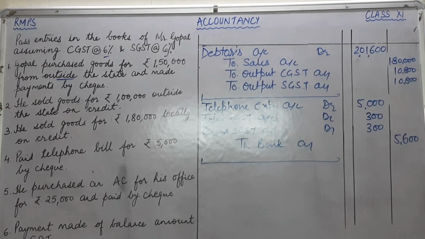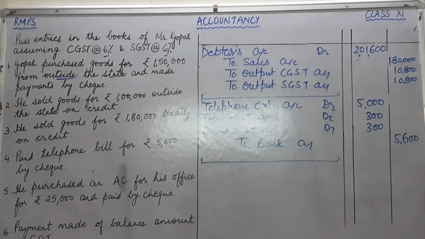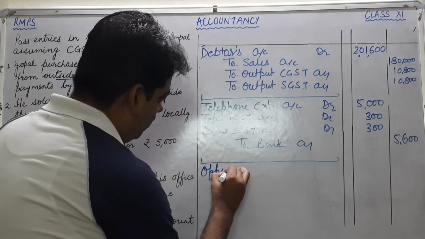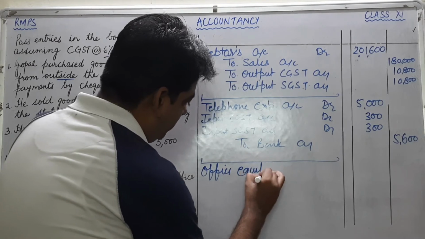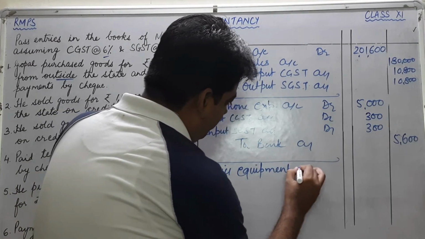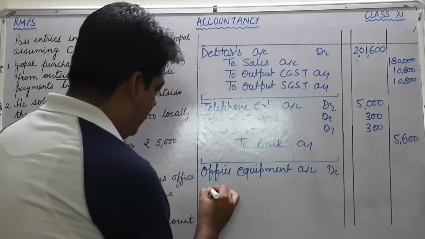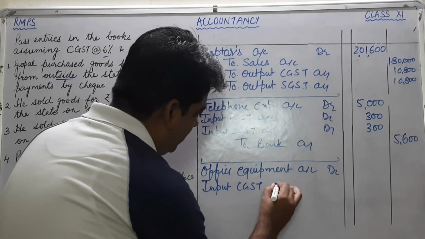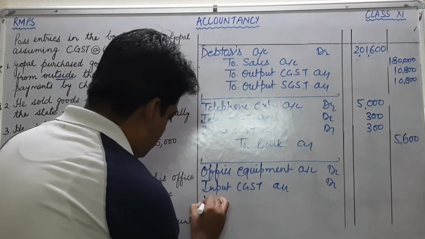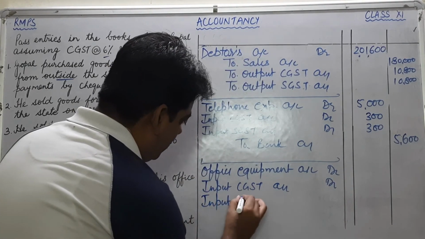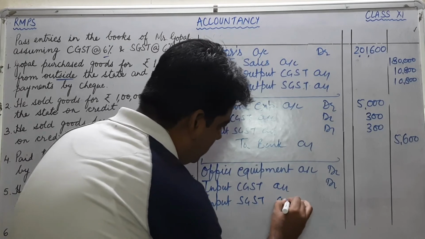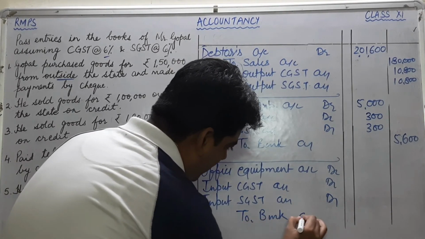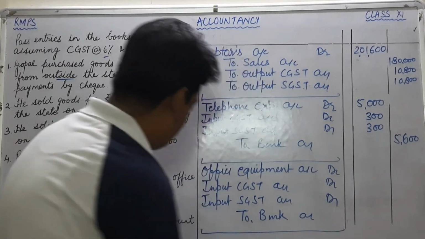See one more transaction, that is he purchased an AC for his office for rupees 25,000 and paid by check. So this is one of the office equipment. Office equipment account debit. And again we have to pay taxes. Input CGST account debit. Input SGST account will be debited, and we are paying amount by check, so bank account will be credited.